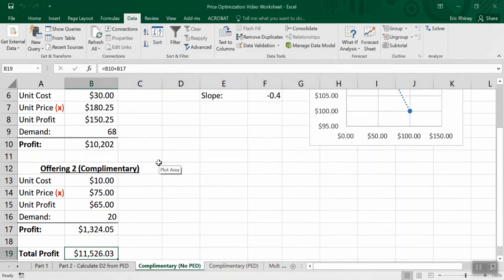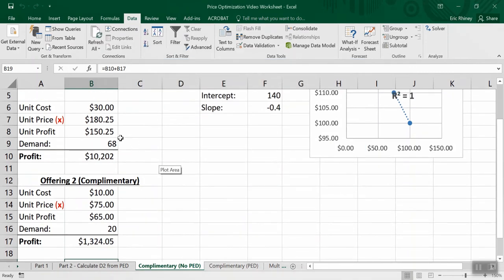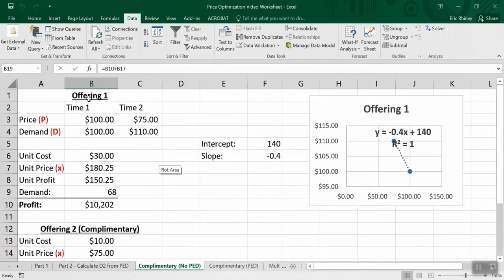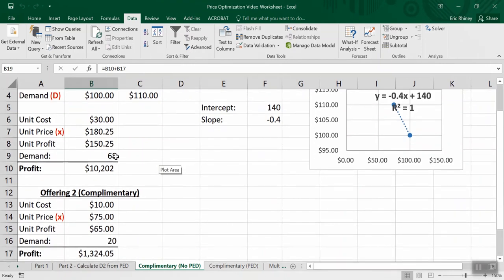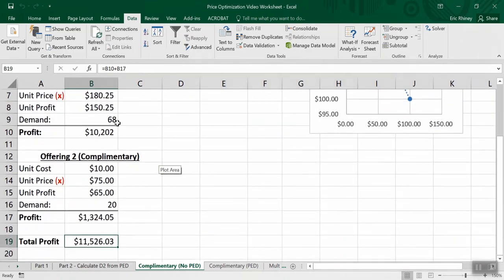Let's hit OK. And now we can see that, all right, we have something that may look a little bit more realistic. Previously, I think our offering was $190. It's now $182, which gives us a demand of 68. That demand of 68 is transferred down here as 30%. And then we can also see that we're going to sell this for $75, which makes total sense.